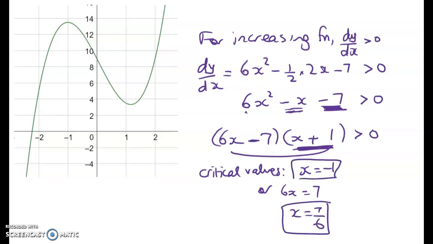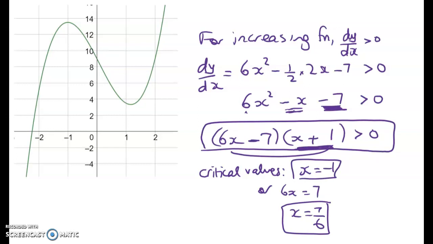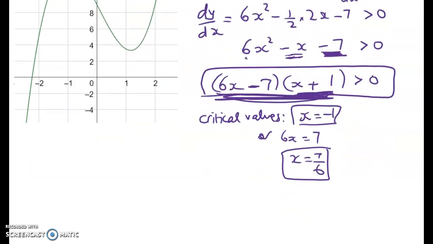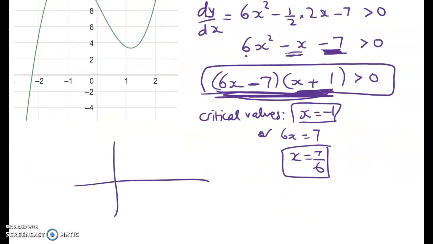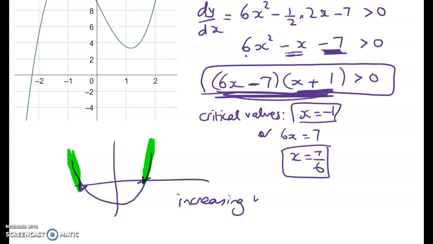Right, so what I'm asking is, when is this thing positive? This is an up the right way parabola. So let's sketch it as usual. So we've got -1 here, 7 over 6 here, whoosh, there's my parabola. So it's positive. Oh, so far all of these ones that I've done have got 2 parts to the answer. So it's increasing when x is less than -1 or x is greater than 7/6.